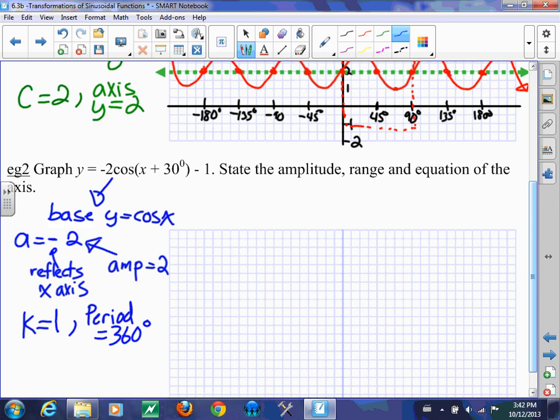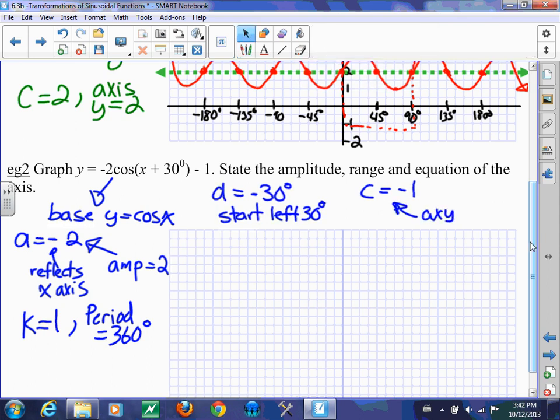Okay, looking at d, I'll do it over here, guys. D equals -30 degrees. What does that tell us? That's where we're going to start. So we're going to start left, because it's -30 degrees. And the last one, c equals -1. So that's our axis, guys. Our axis is y equals -1. All right? So we've got all the information we need to do this.